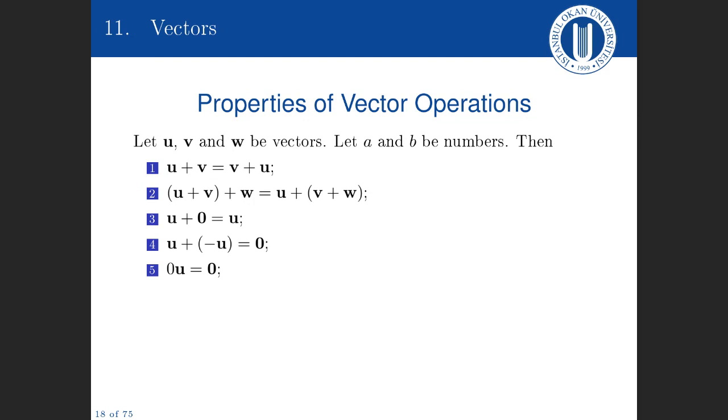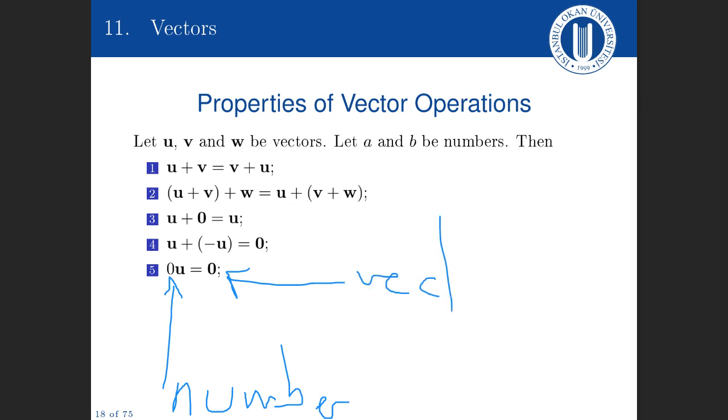The number 0 multiplied by u is equal to the 0 vector. Now, just let me pause here. I'm using the symbol 0 for two different things here. On the left, I have a number. This is the number 0. And on the right, this bold 0 is the 0 vector.